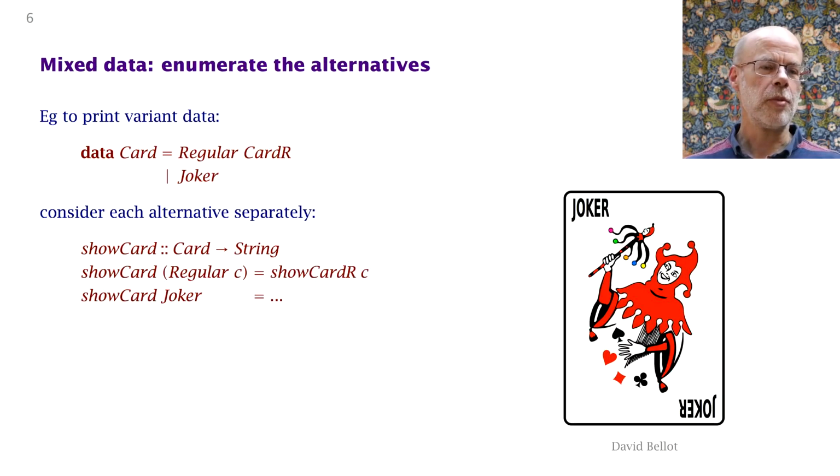Dually, if your input data is of a mixed data type, there are several variants. The advice, the design recipe, is to enumerate the alternatives. So here's a more refined model of a playing card. It's either a regular card as before with a rank and a suit, or it's a joker. And if we're consuming one of these cards, well, we enumerate the alternatives. It's either a regular card, in which case we do the regular card thing, which was the previous problem, or it's a joker, in which case we have to do something else.